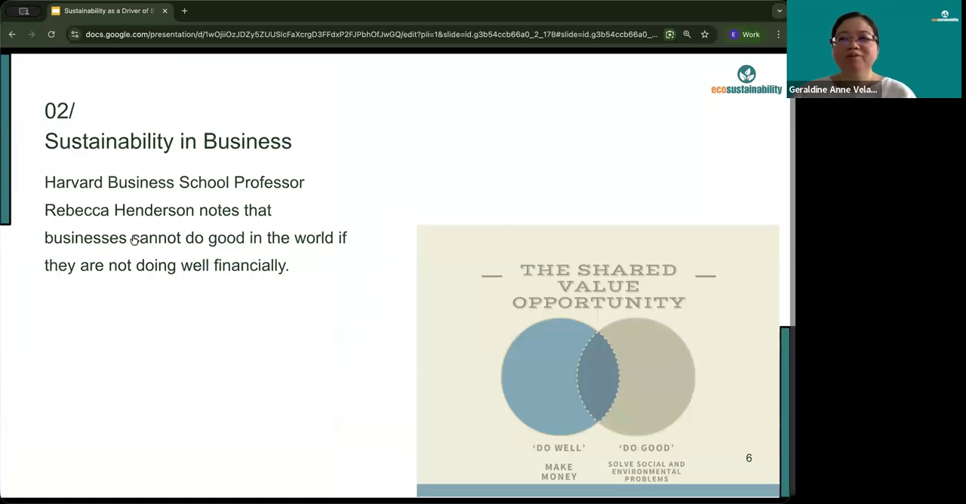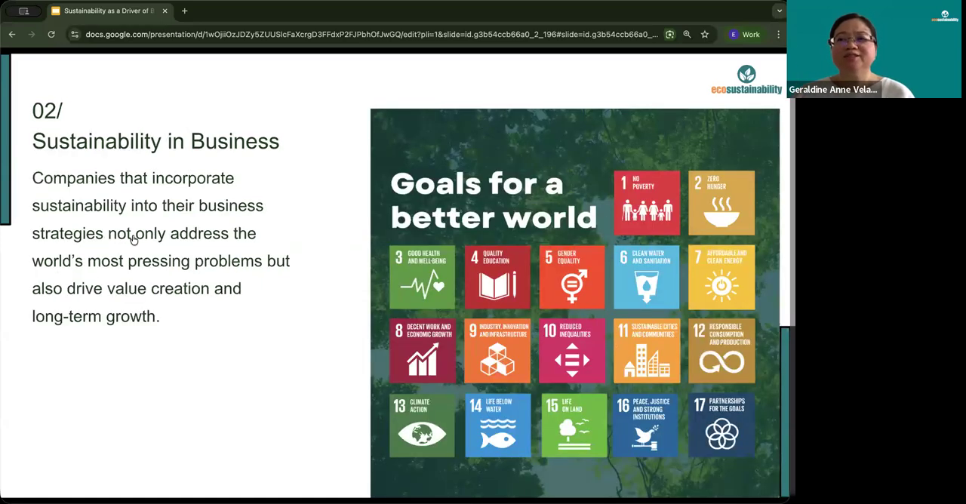However, according to Harvard Business School professor Rebecca Henderson, businesses cannot do good in the world if they are not doing well financially. So, doing good and doing well are closely connected, and successful business strategies do both. So, it has to be both. Companies that incorporate sustainability into their business strategies not only address the world's most pressing problems, as you can see here, but also drive value creation and long-term growth.